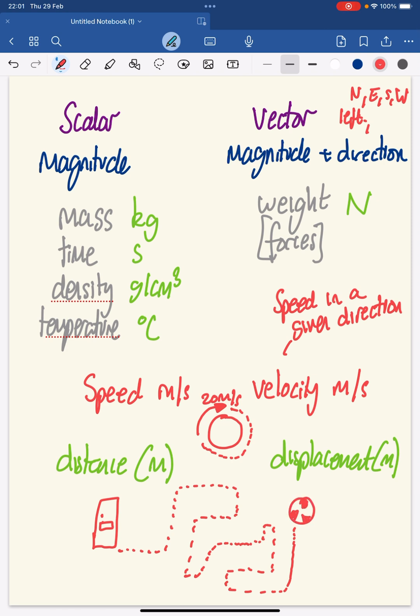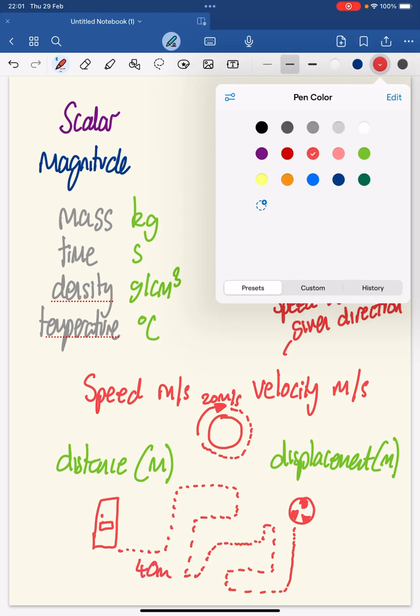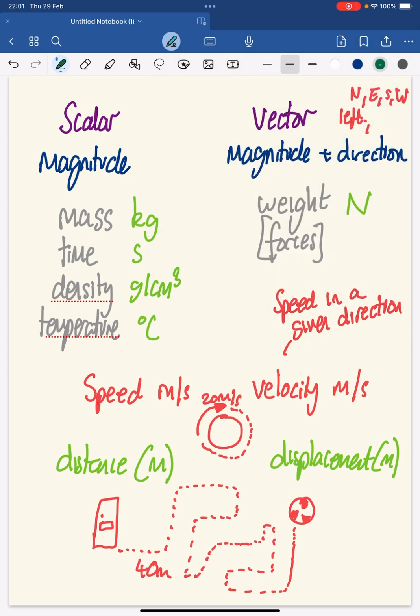Now, if this is the case here, your distance will be the total distance that's travelled on that dotted line. So your total distance might well be, let's say, 40 metres. But your displacement is a straight line from your start point to your finish point. So that is your displacement, which might only be 5 metres.